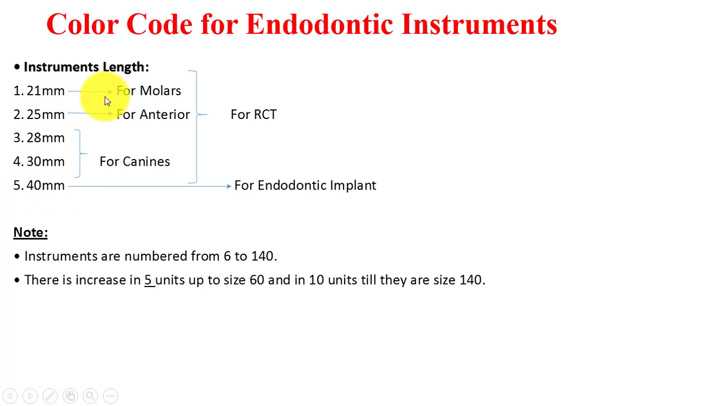The 21 millimeter length is used for molars because they are short. 25 millimeter is used for anterior teeth. 28 and 30 millimeter are used for canines because they are the long teeth of our jaw. All of them, 21, 25, 28, and 30, are used for RCT, or root canal treatment.